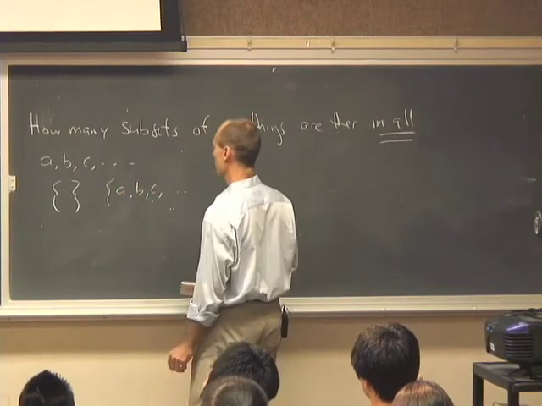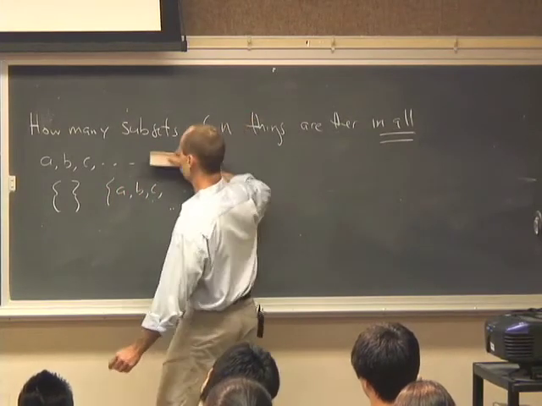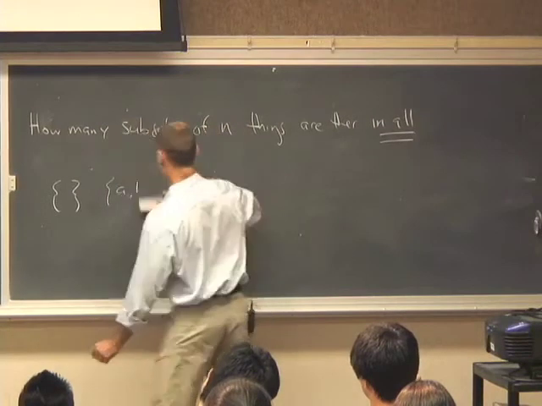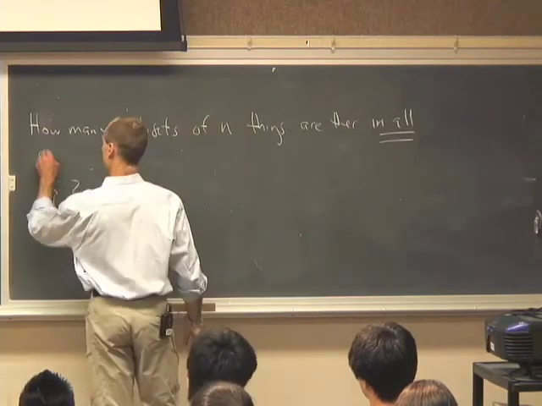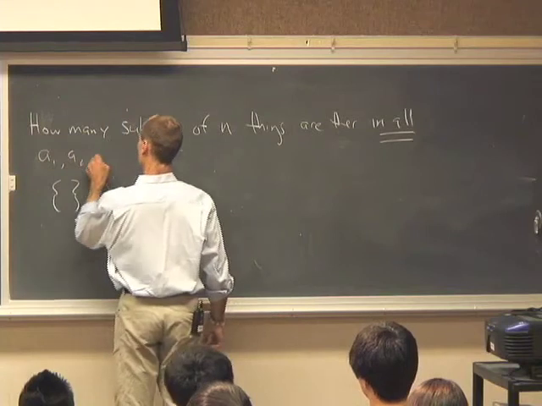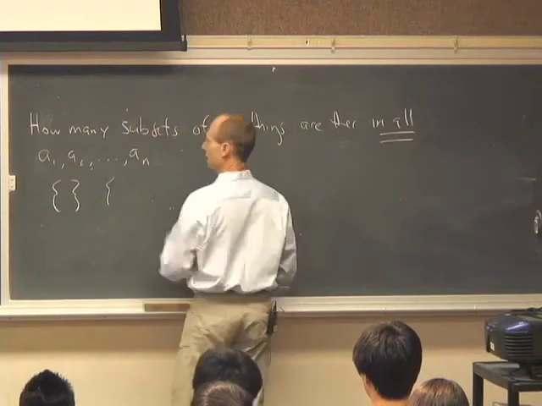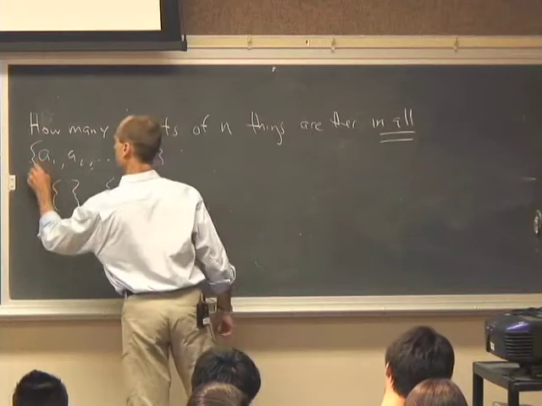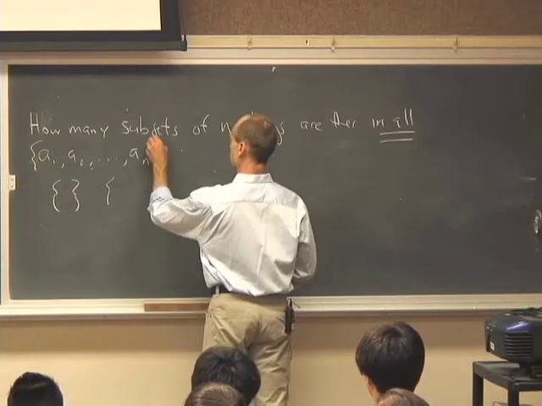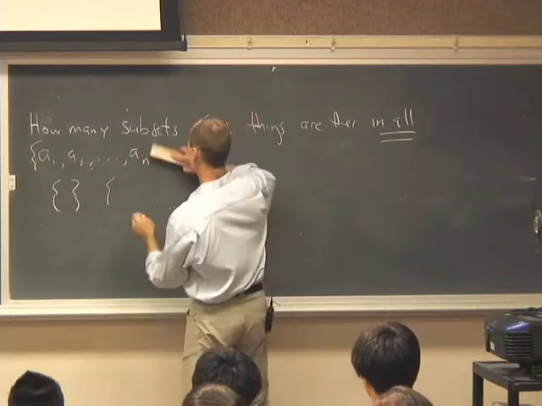I'm going to change the symbols here just so that we don't have to think about an infinite number and we have a definite number. Let's call this A1, A2, etc. on up to AN. So there's n objects in all. That's our set. That's supposed to be a curly brace.